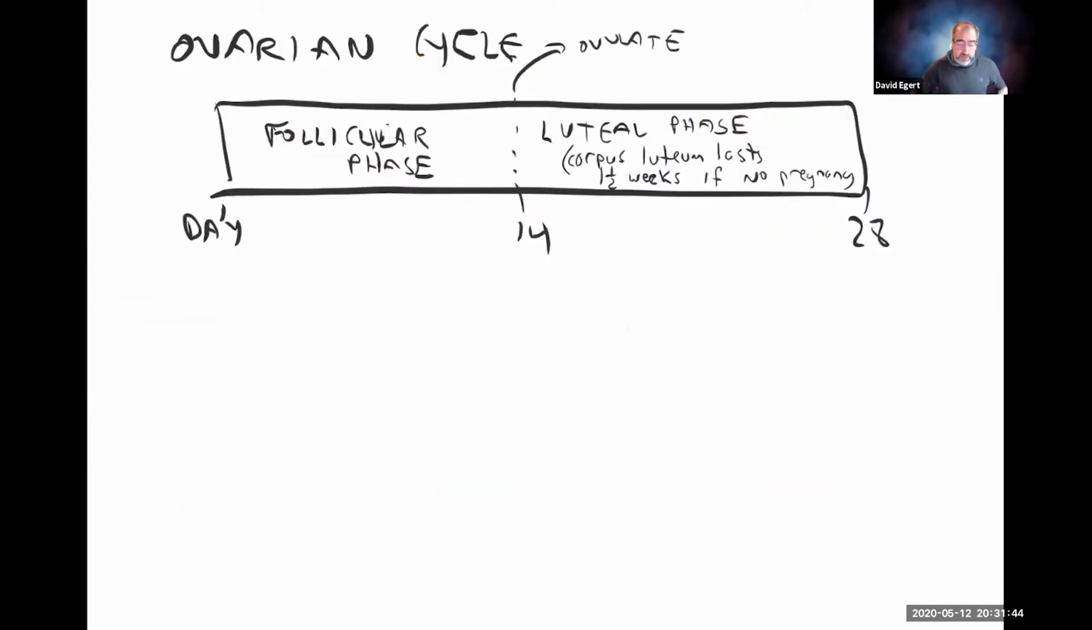So let's put this in the picture here now. We had the ovarian cycle, which was in the ovary. The egg, we had a primordial follicle all the way to a Graafian follicle. We had ovulation, and we had the corpus luteum. So now let's add in the uterine cycle. Actually, let me put that off to the side.